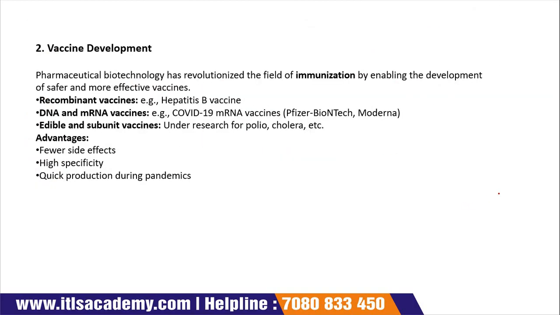Vaccine designing. Pharmaceutical biotechnology has revolutionized the field of immunization. Why? Developing safe and more effective vaccines. There are different types of vaccine, like live attenuated vaccine, conjugate vaccine, DNA and mRNA based vaccine, subunit based vaccine, polysaccharide based vaccine. In today's scenario, a number of vaccines are available, like recombinant vaccine, and the example is the hepatitis B vaccine. DNA and RNA based vaccine, the COVID-19 vaccine.